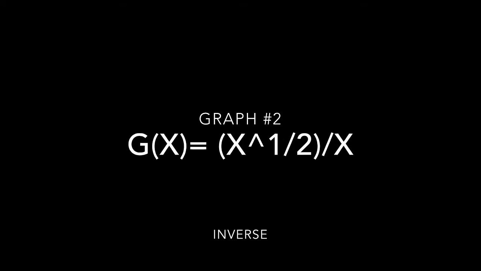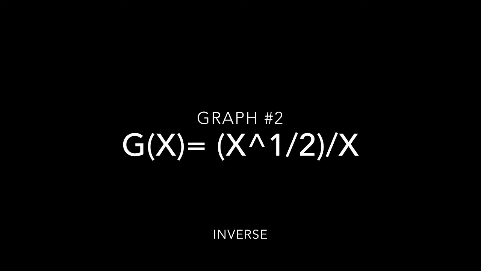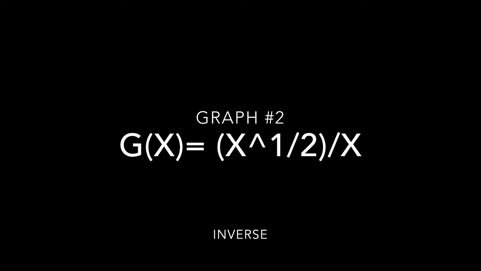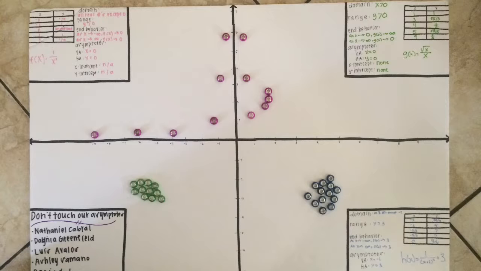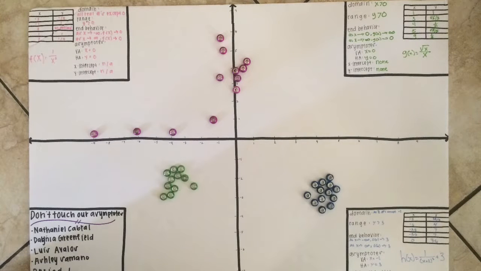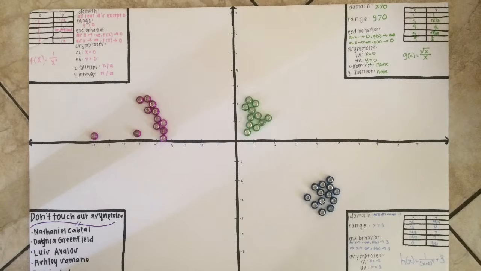The second graph, g of x is equal to the square root of x over x, is the inverse of the parent graph. Domain is x greater than 0, and the range is y is greater than 0. The graph is suppressed in the first quadrant, only being able to touch only positive values on the x and y axis. Can't touch 0 or negatives.